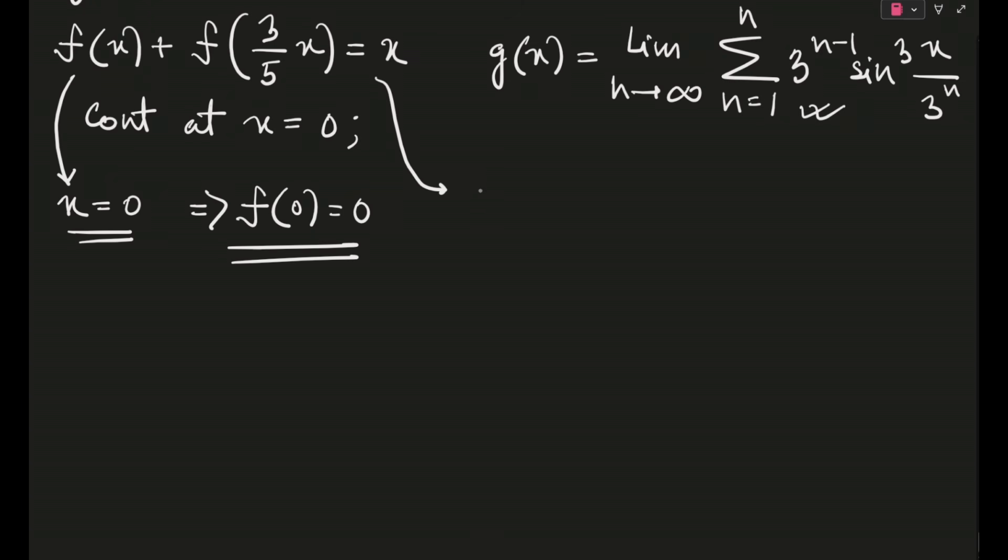what I'm doing is I will write f of x is equal to, very simply, I will just take this to the right hand side. So this will be minus f of 3 by 5 x plus x. Now this is the changed equation.